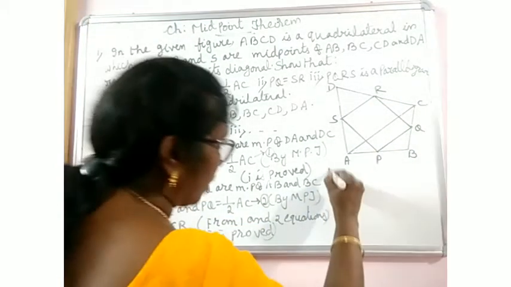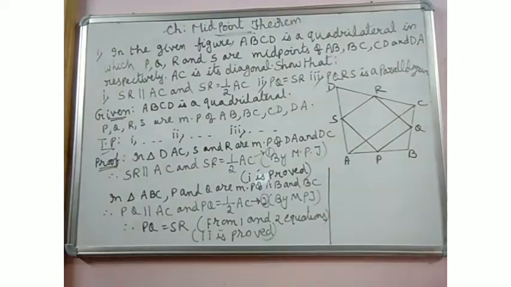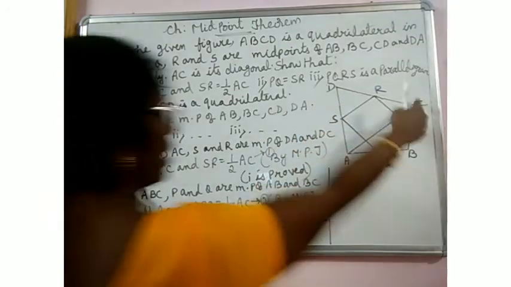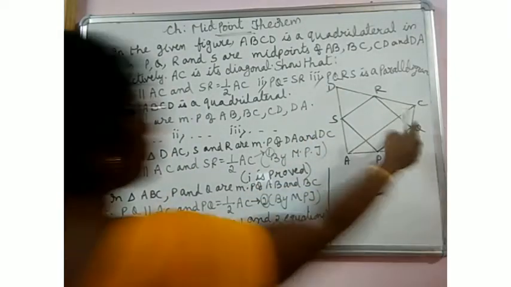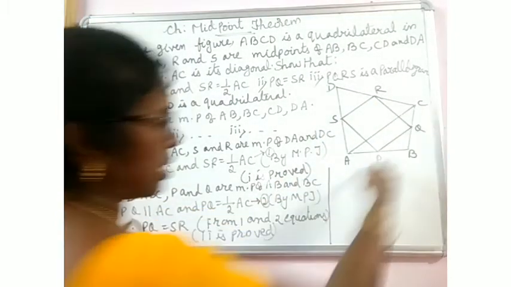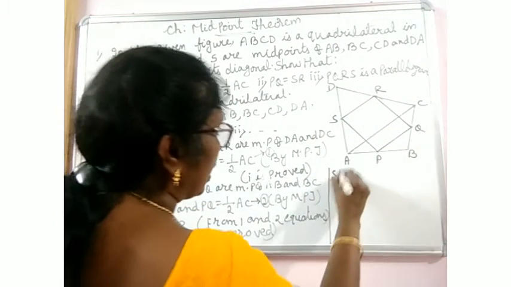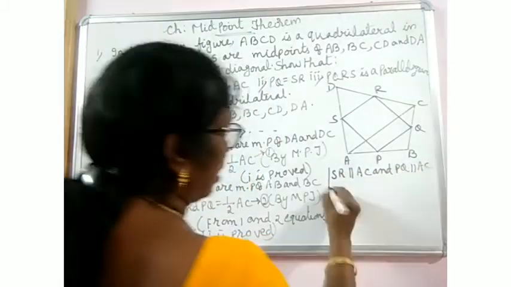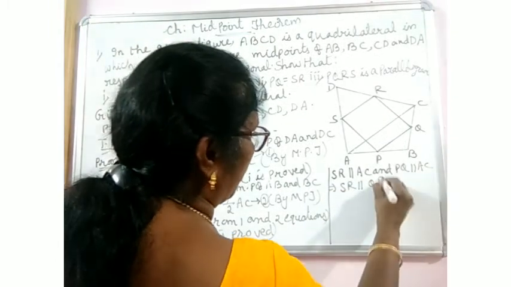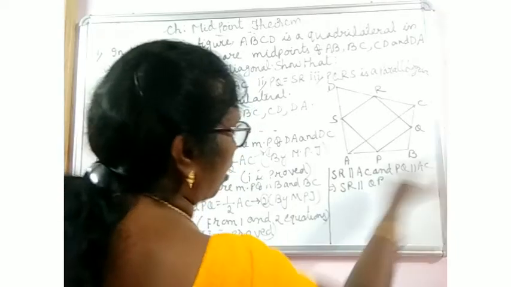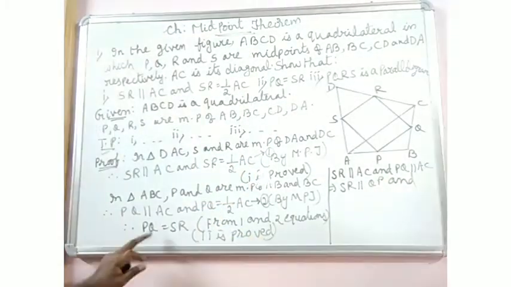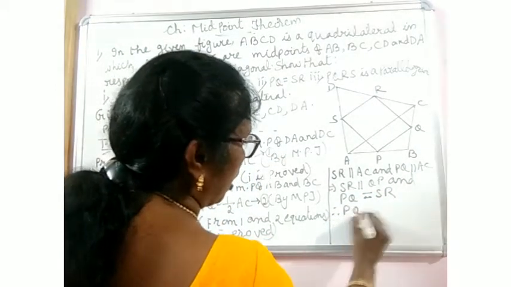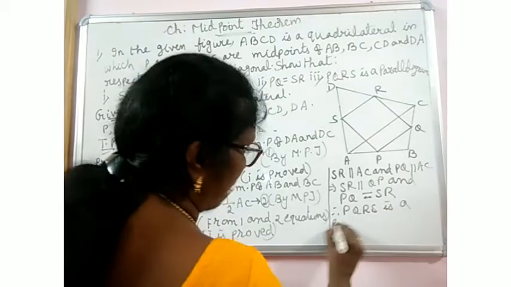Now let us work out the third bit. PQRS is a parallelogram. Here nothing much needs to be done. Very nicely we will be able to do it. Here we got SR is parallel to AC. Here we got PQ is parallel to AC. That means SR is parallel to PQ. SR is parallel to AC and PQ is parallel to AC, that implies SR is parallel to PQ. And already we got PQ equal to SR. Therefore, PQRS is a parallelogram.